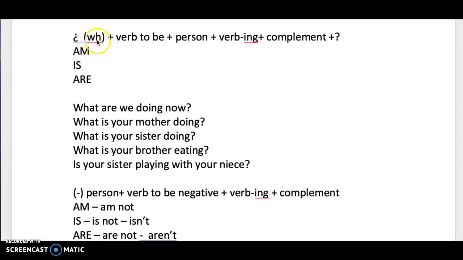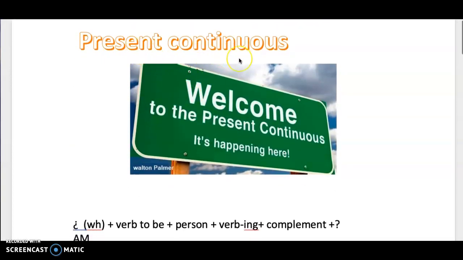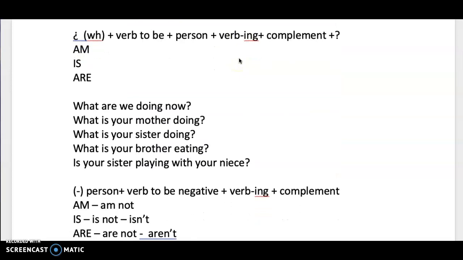So, for example, what are we doing now, guys? Yes, we are learning English. And what is it that you are learning? We are learning present continuous. Okay? Very good. Let's continue.